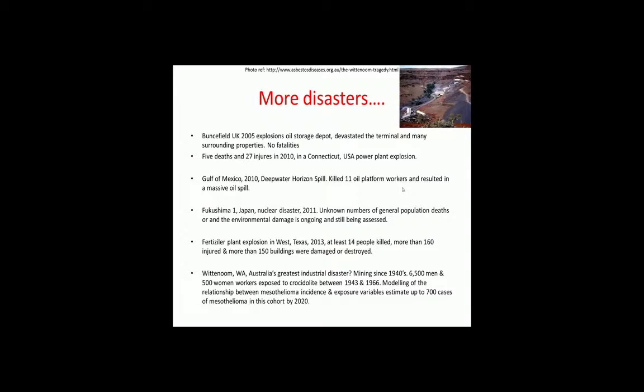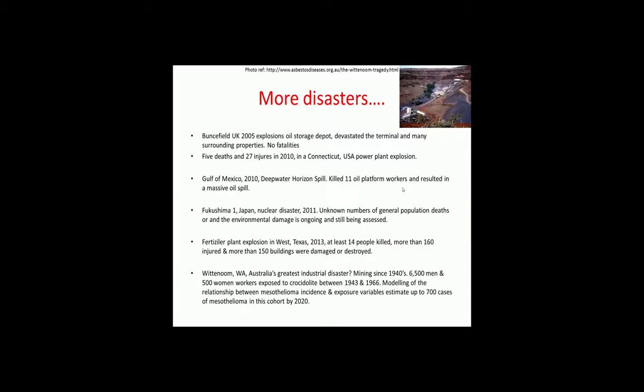Connecticut, 2010, 27 injuries. The Gulf of Mexico, the next really big oil spill. Massive destruction to environment, 11 people killed, but really that one's had a lot more impact on the community than I think anyone ever imagined. Then the Fukushima one in 2011, and again just enormous in terms of not only the workers but the general population and the environmental damage, which, you know, much of it is considered to now be permanent.